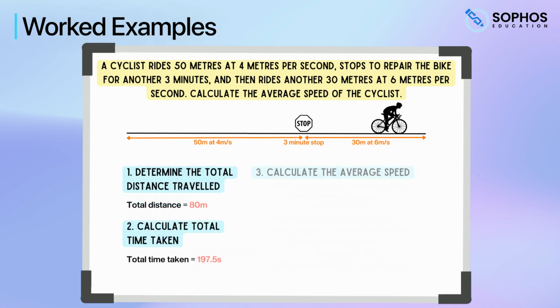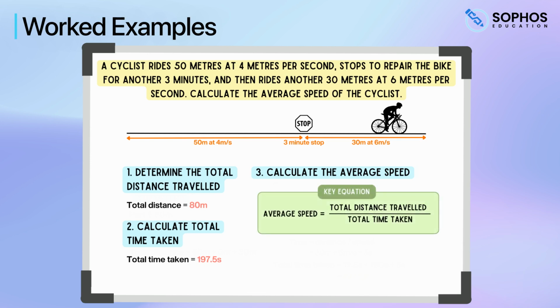Now we can find the average speed. We use the equation average speed equals total distance over total time, which equals 80 meters divided by 197.5 seconds. This is roughly equal to 0.4 meters per second.